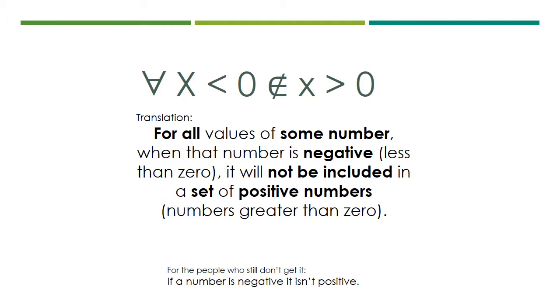So this looks a lot more complicated than what it really is. But all this is saying is for all values of some number, and in this case the some number that we used is x, when that number is negative, or when that number is less than 0, it will not be included in a set of positive numbers, or numbers that are greater than 0. Okay, so in plain English, for those of you who still don't get it, if a number is negative, then it isn't positive.